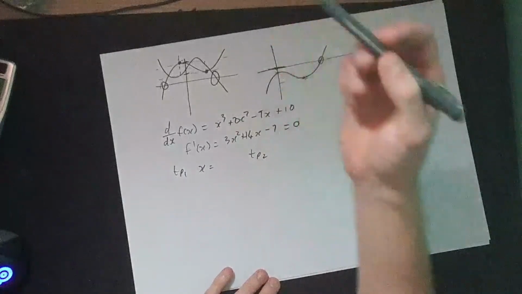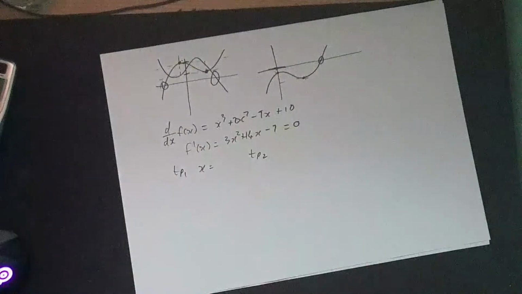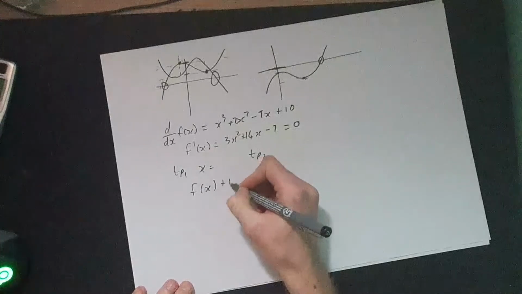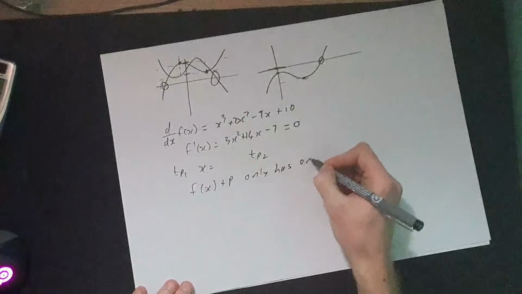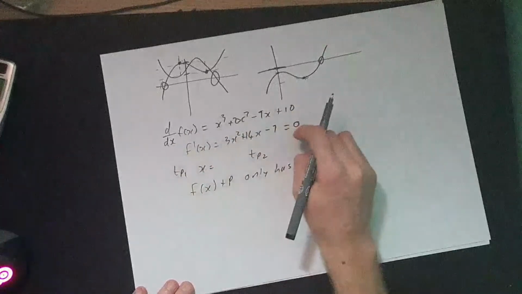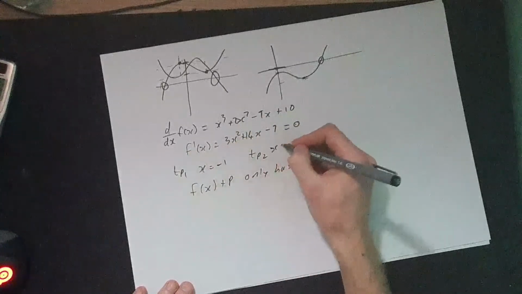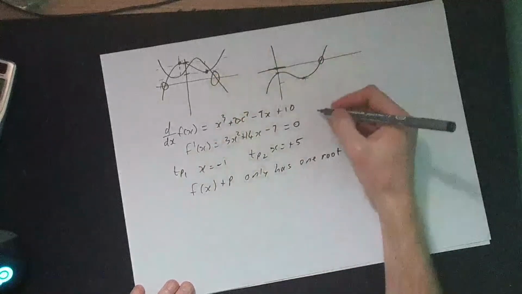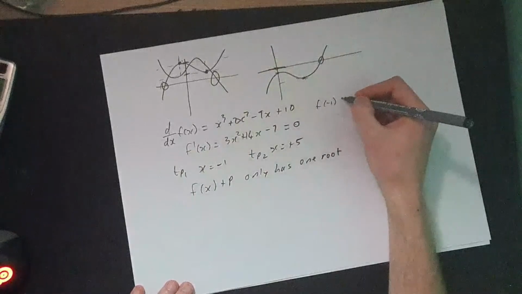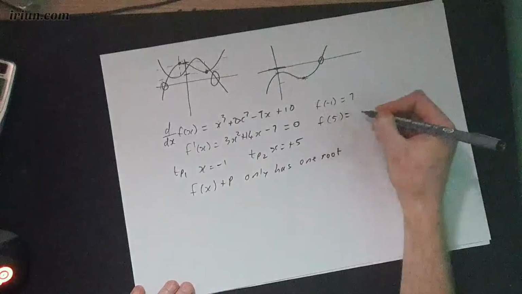So in this case, determine the value of p for which f(x) equals p, or f(x) minus p, only has one root. So that's just finding a y value. Essentially, it will be f(x) plus p only has one root. In that case, you find your first derivative, set it equal to 0, and find your two turning points. Let's say this one is -1 and that one there, the x value is +5. When you substitute that back into the function, you get f(-1) is, I don't know, 7, and f(5) is equal to -3.